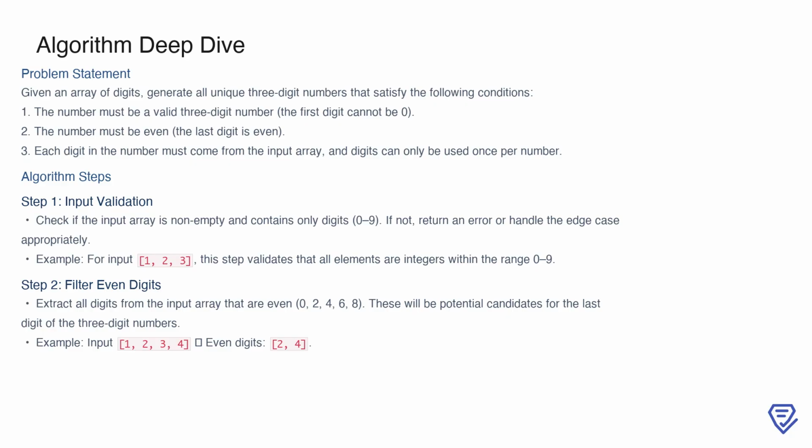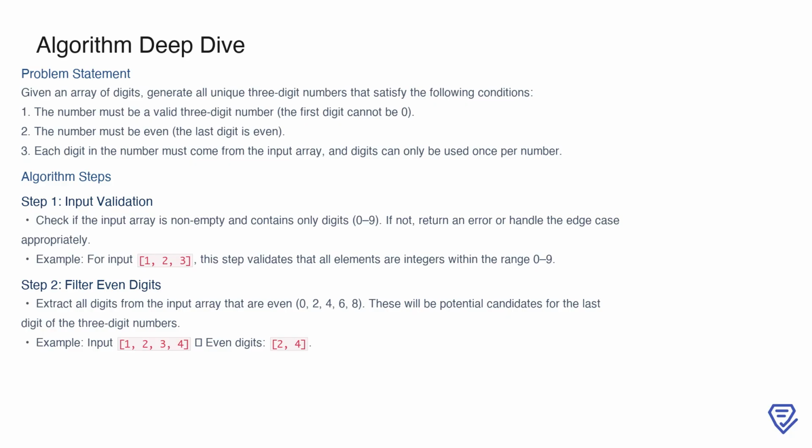The algorithm starts with input validation to ensure the array is not empty and contains only digits between 0 and 9. This prevents unnecessary errors during computation. For example, if the input array is 1, 2, 3, we verify that all elements are valid digits.